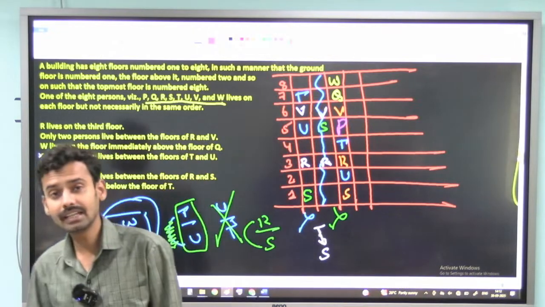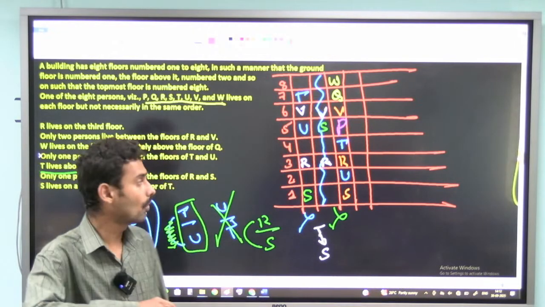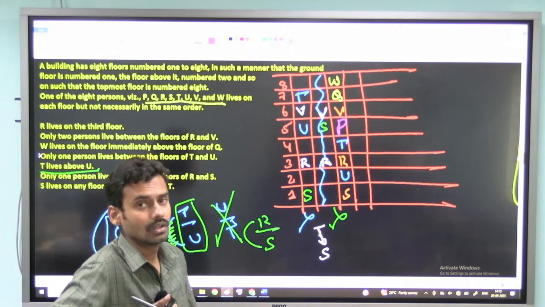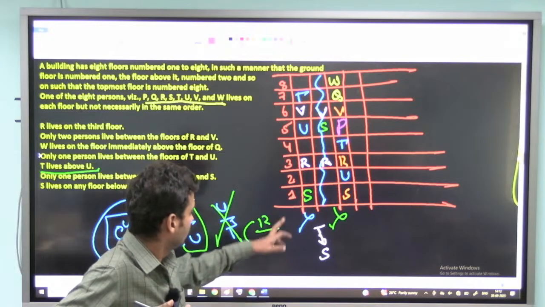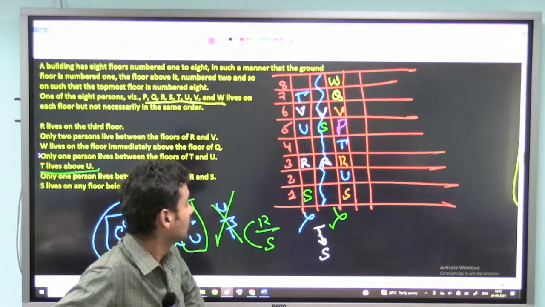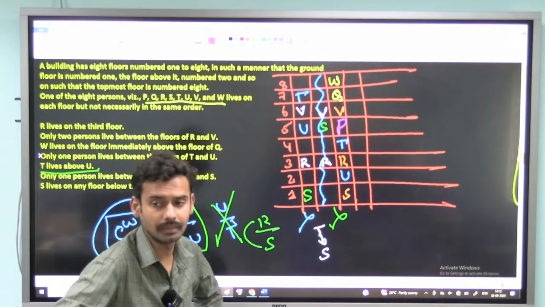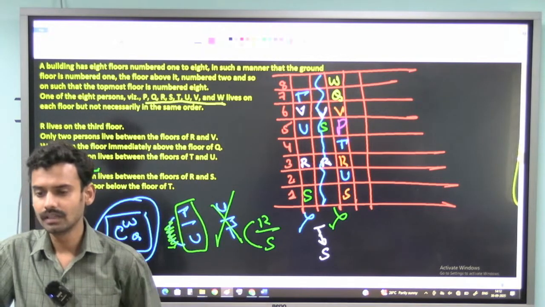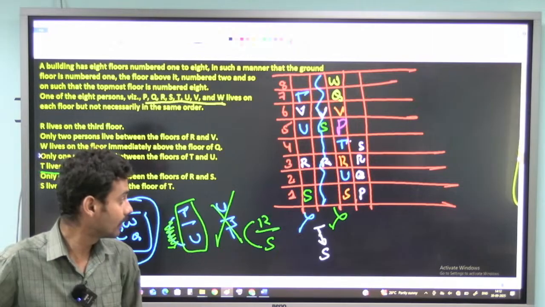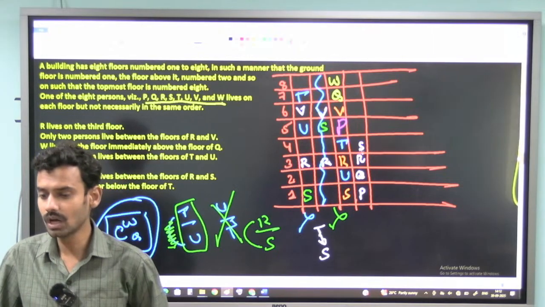Then they may give one more question, like if all the persons are arranged in alphabetical order, with the first person on the ground floor, then how many people's floors are not changed? So let me try to answer this question now. Try to arrange all of them in alphabetical order. P, Q, R, S. I said that it is from the bottom. So P, Q, R, S, T, U, V, W.